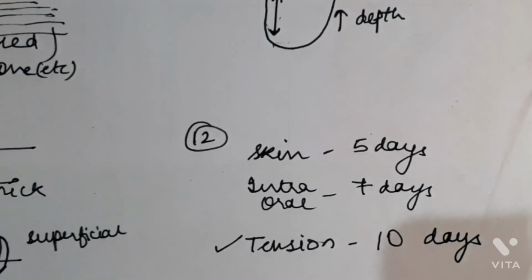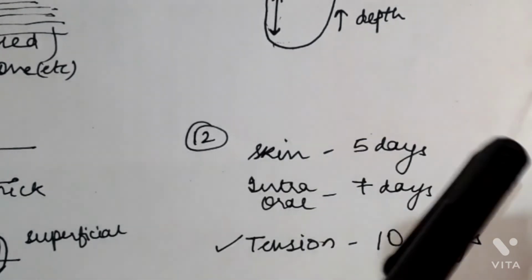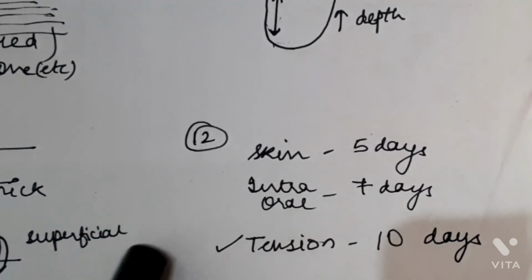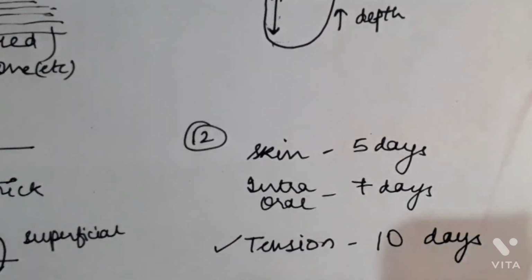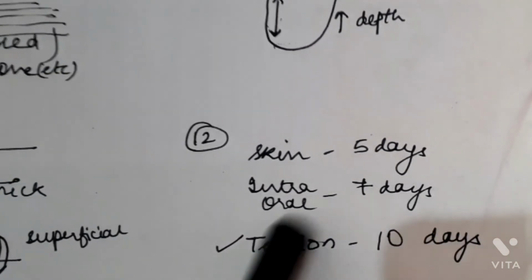Now the 12th principle states that the sutures on the skin are removed in 5 days. Intraoral sutures are removed in 7 days, and if the tension is present while suturing, it should be removed after 10 days.